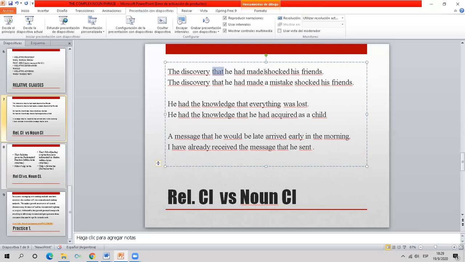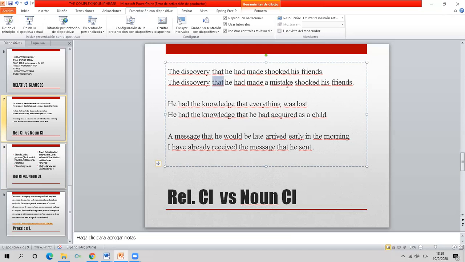He had made that, the direct object. And if you see, you could also replace it by which: the discovery which he had made shocked his friends. Now, if we look at the noun clause, you will see that this that is a pure subordinating conjunction, okay?